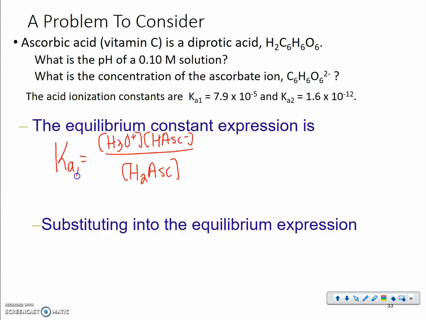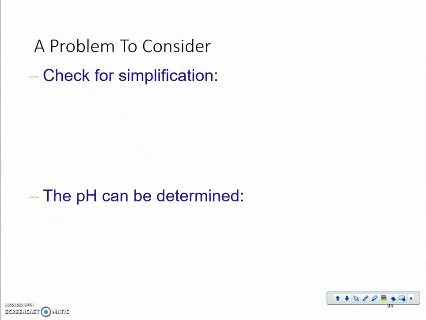So we know our Ka1, H3O+, and our conjugate base are both x, so x squared. And then our acid is 0.1 minus x. Okay, so the same problem as before. Now we're looking to see if we can simplify by ignoring this minus x.